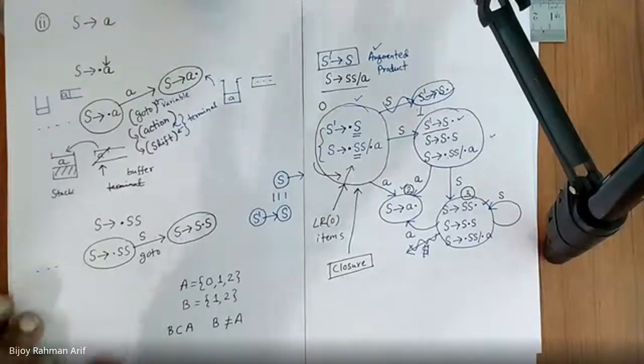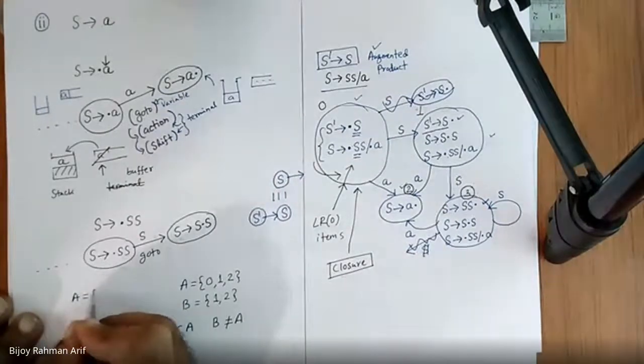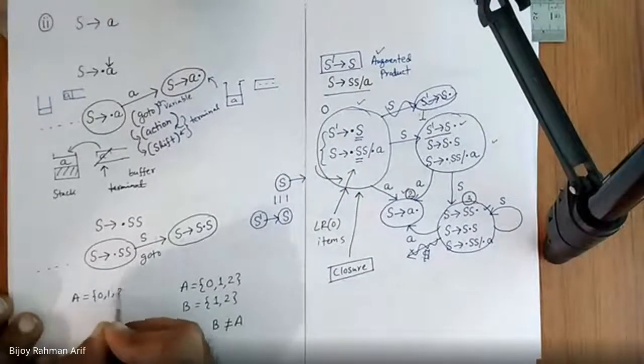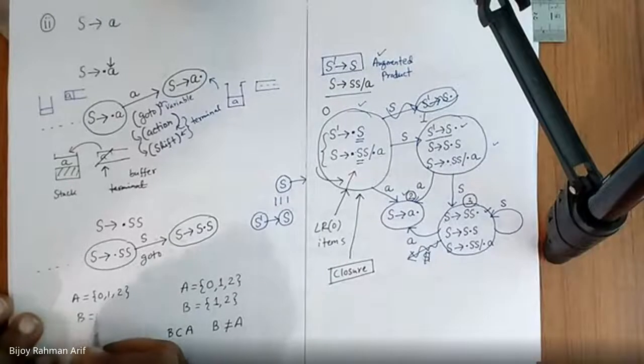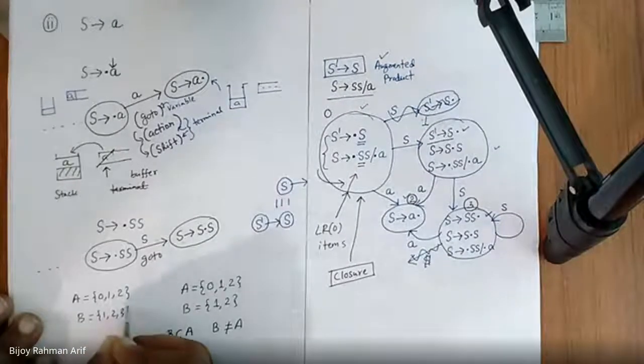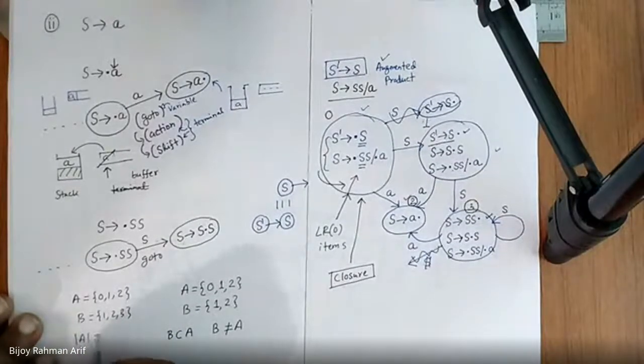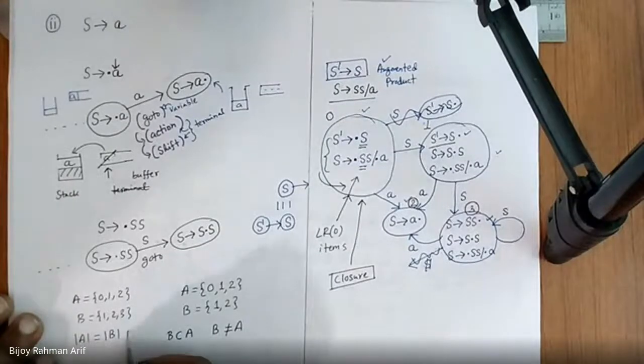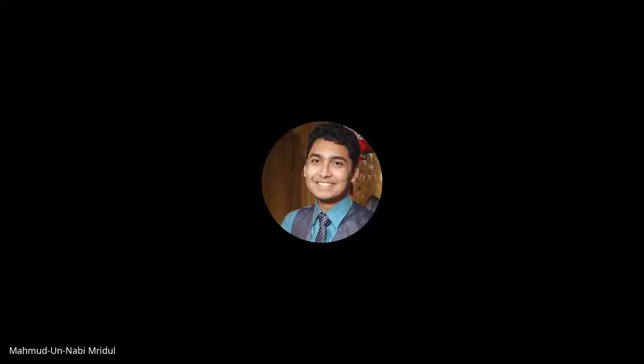Cardinality is the number of elements inside the set. That is completely different. Let's say A equals {0, 1, 2} and B equals {1, 2, 3}. The cardinality of A equals the cardinality of B, but A is not equal to B. Am I right? Yes sir, I understood.